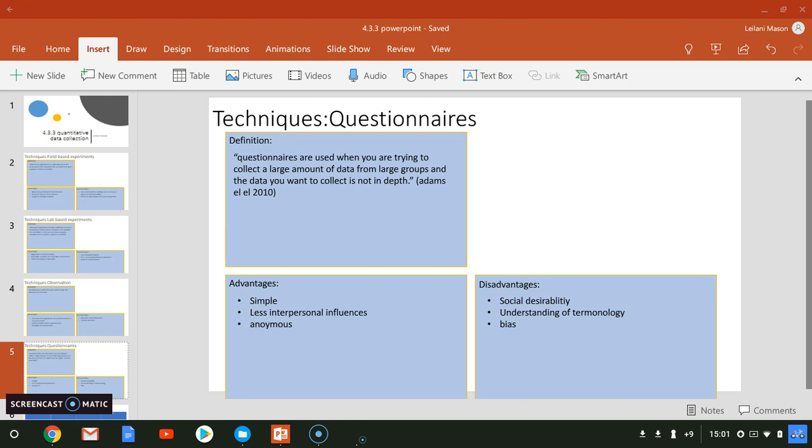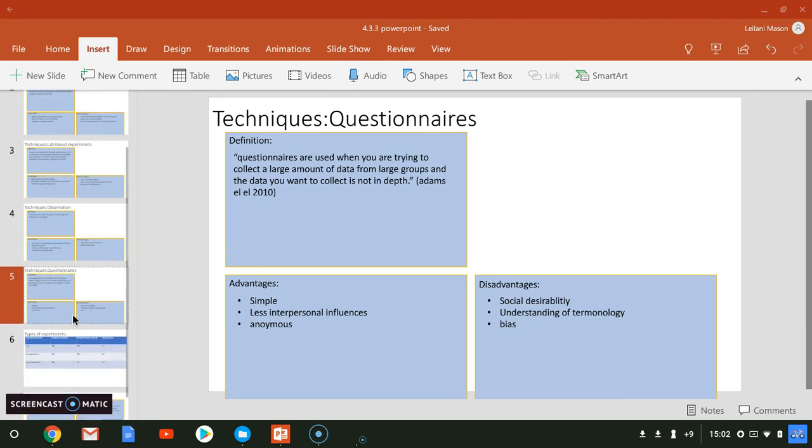They can't share the information without consent. The disadvantages is social desirability, so they might want to look good and give the correct answers that they feel the researcher wants to know, which can link to it being biased because they're changing their answers. And understanding of terminology, so these gymnasts might not understand the questions being asked, so they might have to explain and elaborate on what they need to ask, which could change their answers.